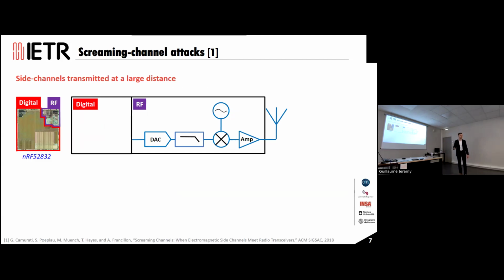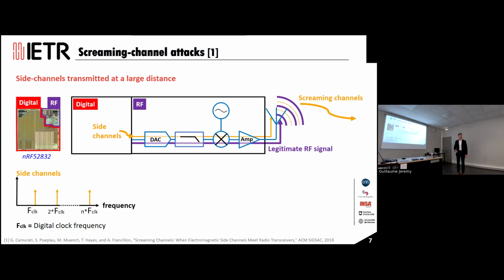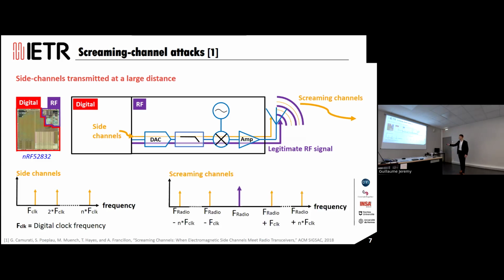that is designed to transmit a legitimate signal, for example, a Bluetooth signal at 2.4 GHz. But here, the side channels that we described just before are going to reach the input of the radio frequency module, and this one is going to involuntarily modulate, amplify, and transmit these side channels at a distance of a few meters. Then the initial side channels, which happen at every harmonic of the digital clock frequency, are going to be modulated around the frequency of the legitimate signal. And an attacker can collect this leakage at these frequencies and then perform a conventional side channel attack at a distance of a few meters.